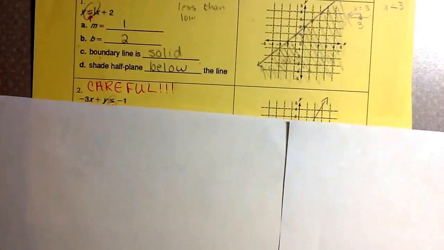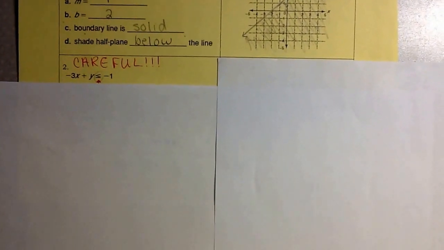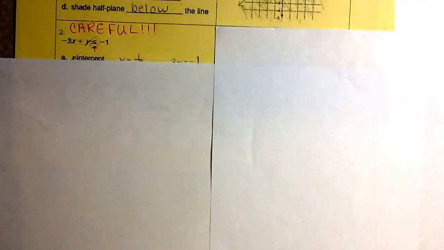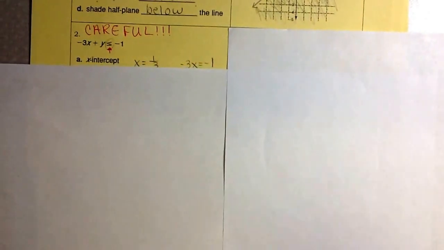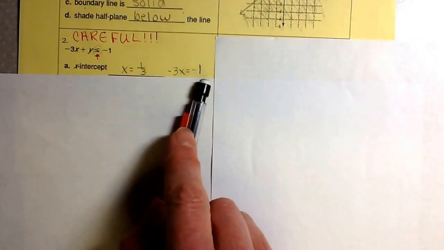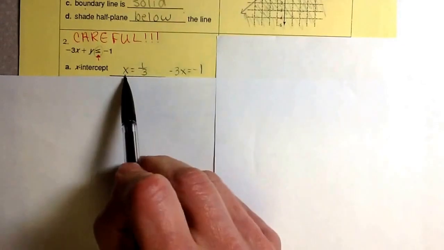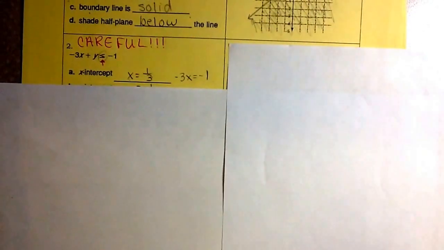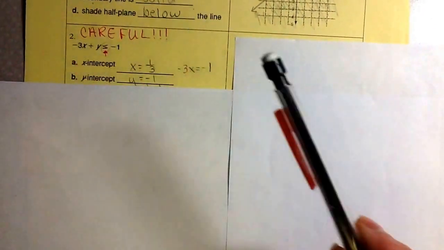Okay, now the next one is graphing with the x and y intercepts, and you want to be very careful here, and I'll show you why after we do our example. You're finding x and y intercepts, so again, a reminder. If you want the x-intercept, you can just cover up the y. That's going to give us negative 3x equals negative 1. When I solve that, I get x equals 1/3. If I'm solving for the y-intercept, I cover up the x. So for this one, just y equals negative 1.